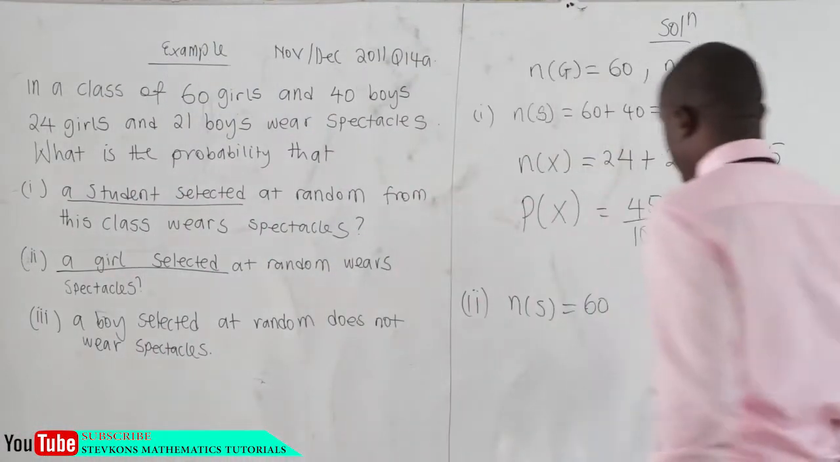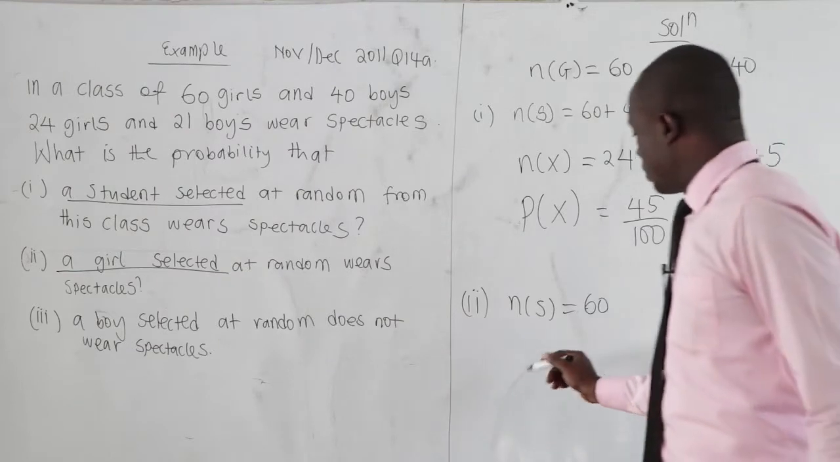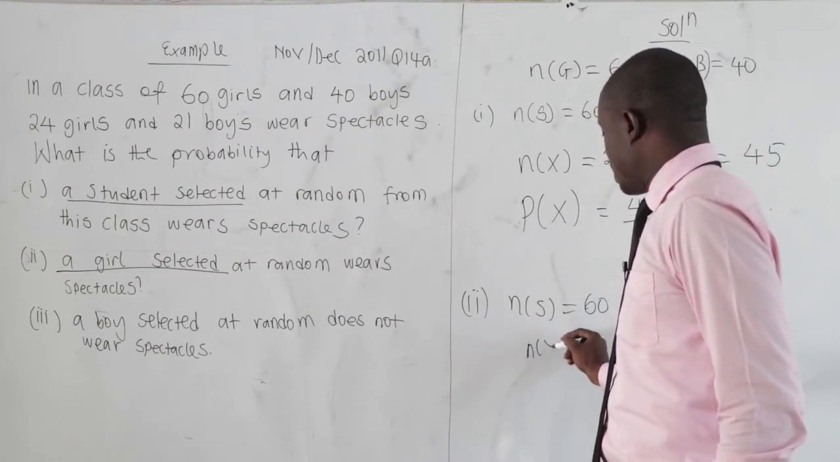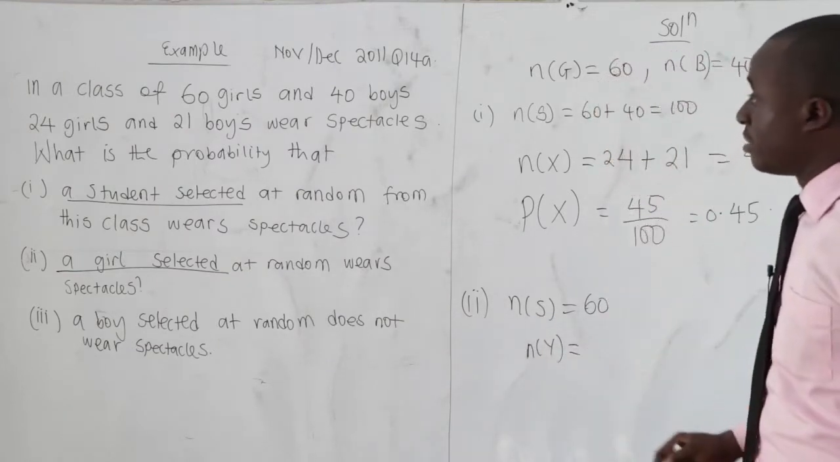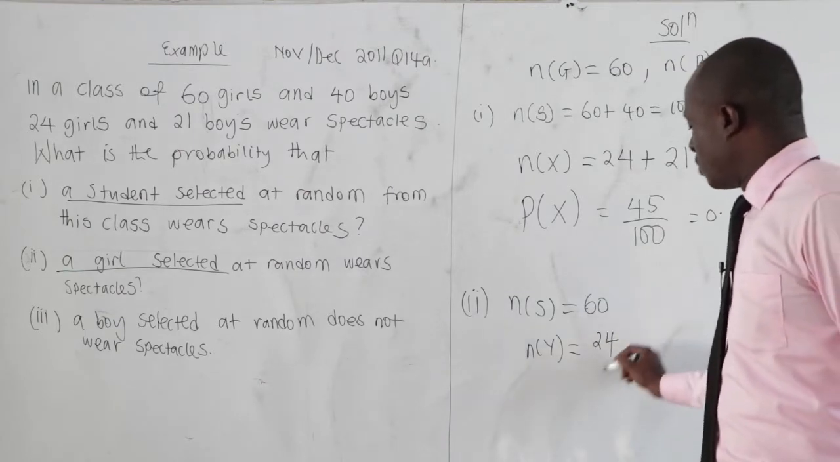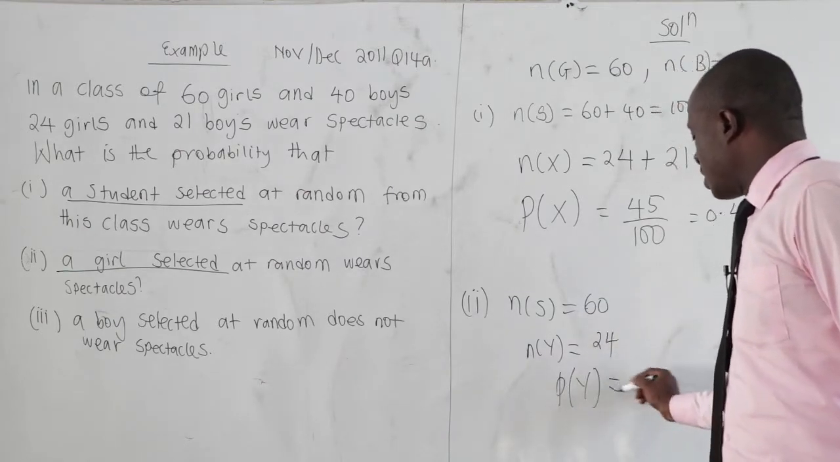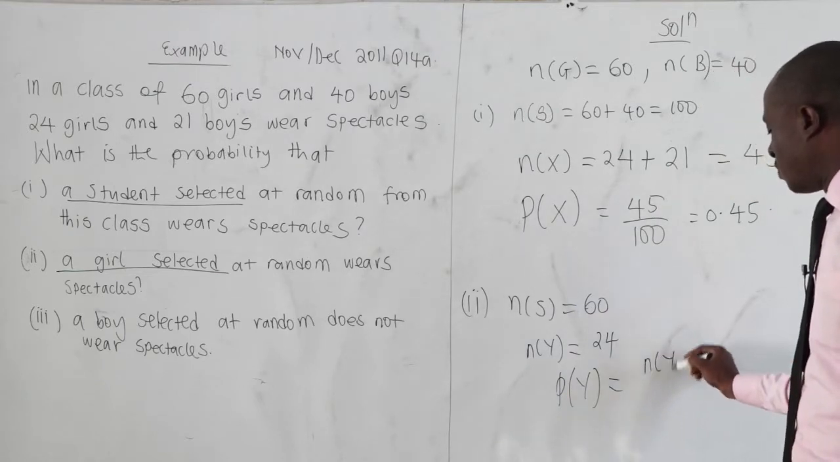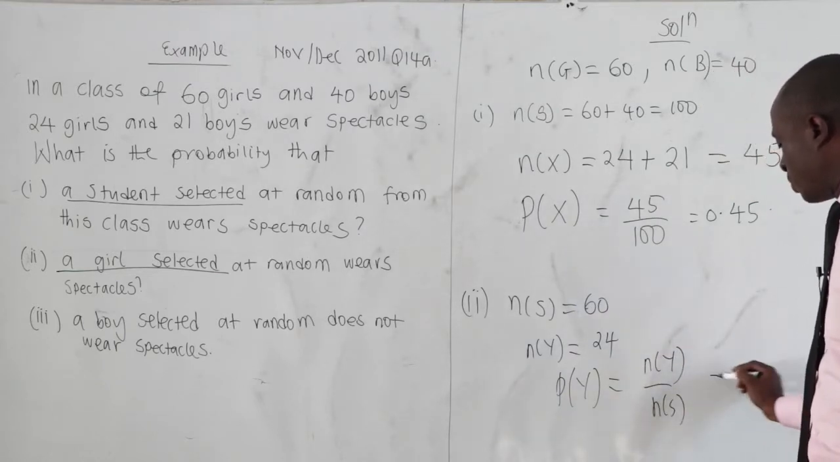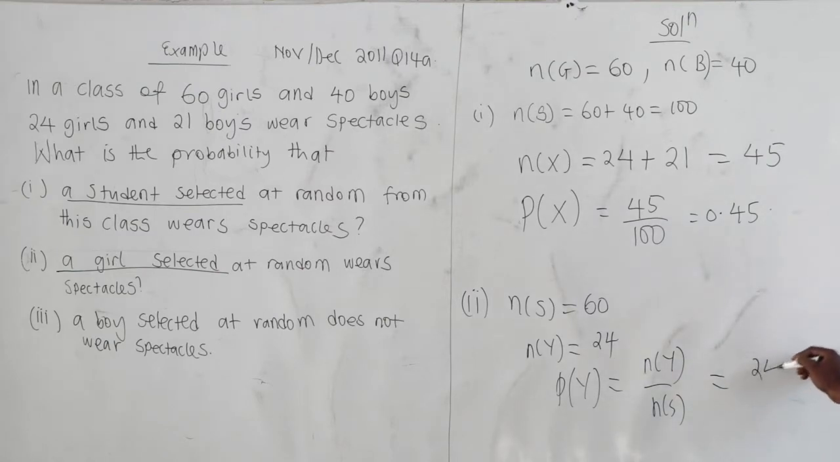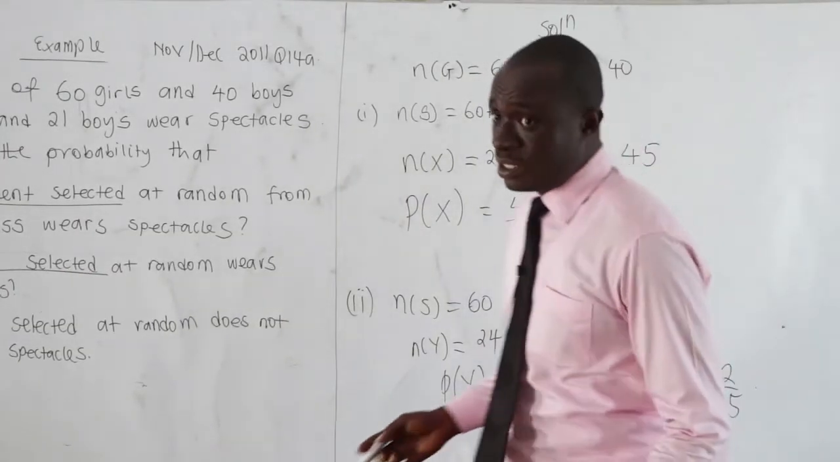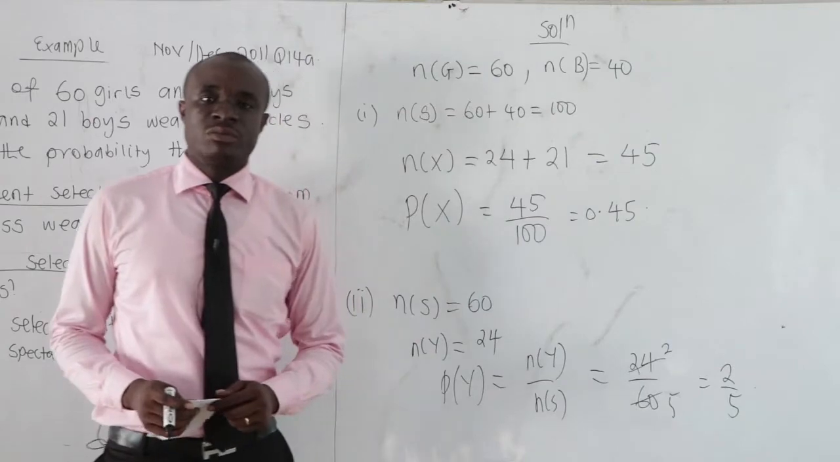So here, let's suppose that Y is those who wear spectacles among the girls, that will be 24. So the probability of a girl wearing spectacles will be the number of Y all over the number of sample space. And this will give us 24 all over 60. Now here, 12 will go into 24 twice, 12 will go into 60 five times. So we have 2 over 5. That is very easy: number of events all over number of sample space.